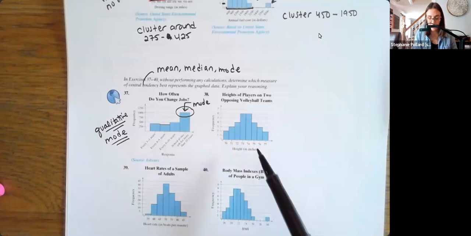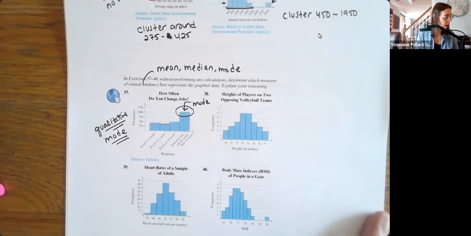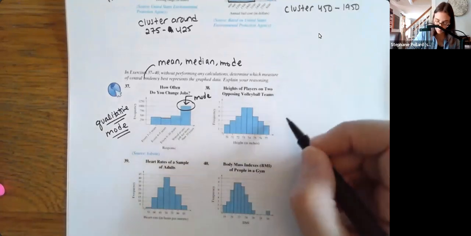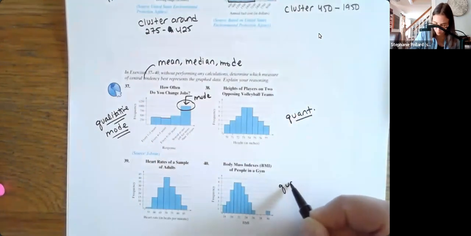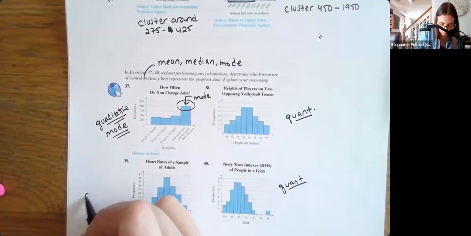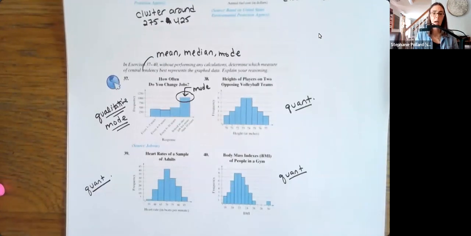Now, my other three data sets all are quantitative, right? Because I have height, heart rate, and BMI. Those are all numbers, so they are all quantitative. So we do have that. And then I'm going to look at the shape of the graph.